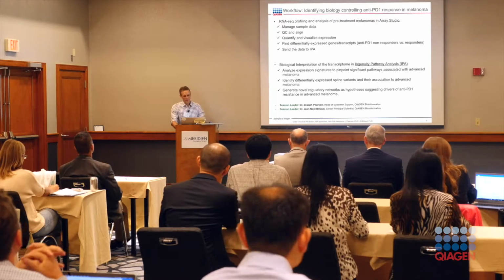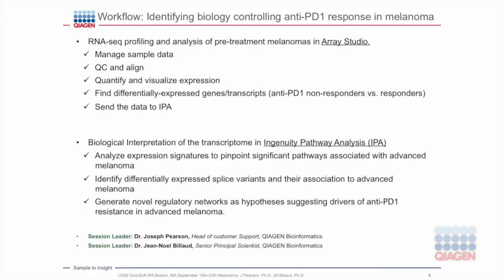And then the final step will be to seamlessly upload the data to Ingenuity Pathway Analysis, and then my colleague Jean-Noel Billaud will take you through the higher level analysis in IPA, helping with the biological interpretation of the transcriptome results, such as looking for expression signatures to identify significant pathways, look for differentially expressed splice variants, and then generate full novel regulatory networks to support a new hypothesis that could be tested in the lab.